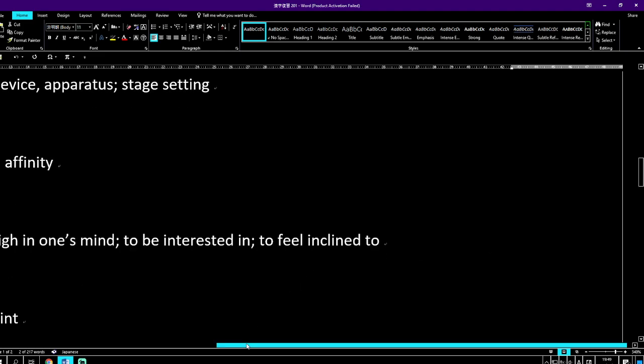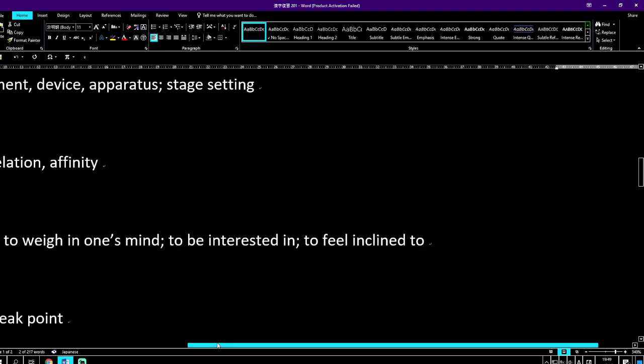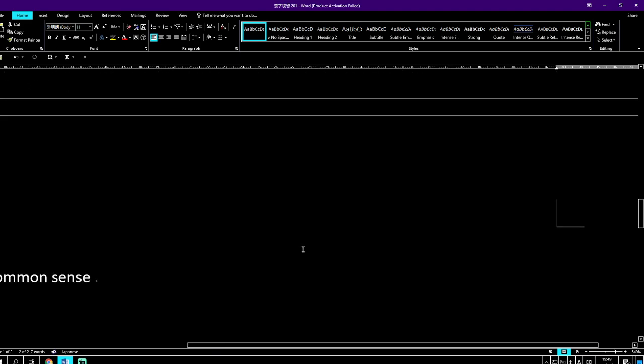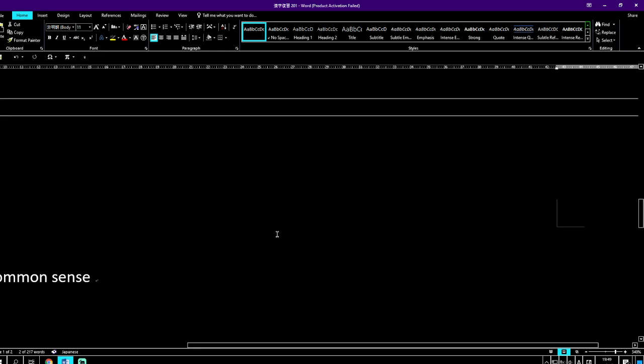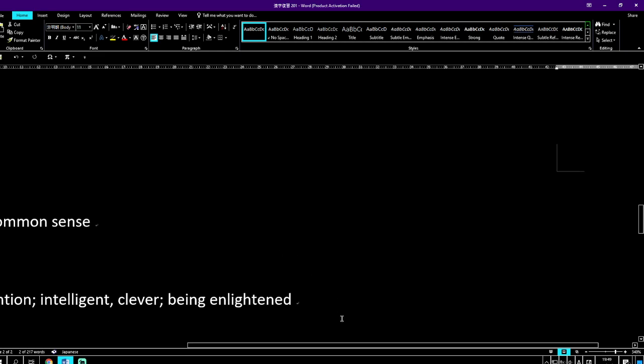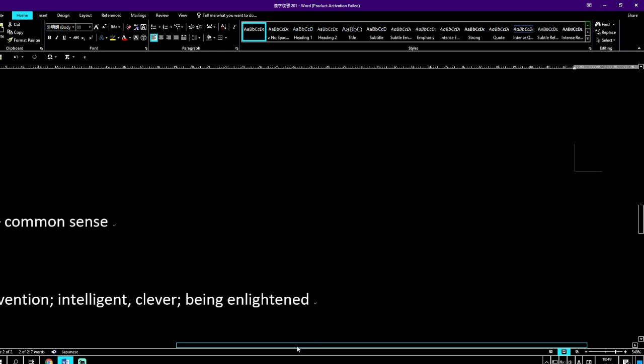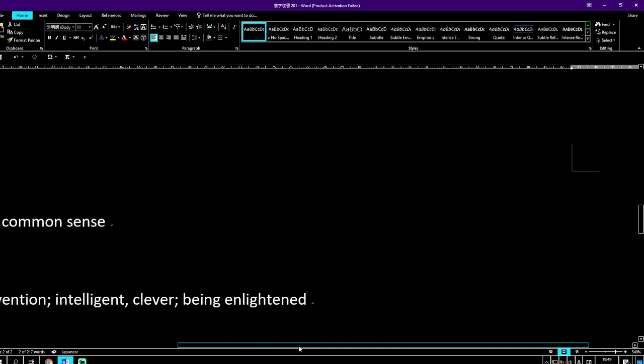Next is a weak point, right? Jakuten is a weak point, a deficiency, a weakness. Next, common sense is joshiki. Joshiki is common sense. Jakuten is a weak point. Joshiki is common sense, the opposite of hijoshiki, which is a lack of sense.